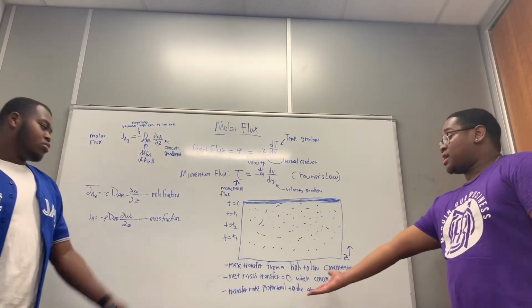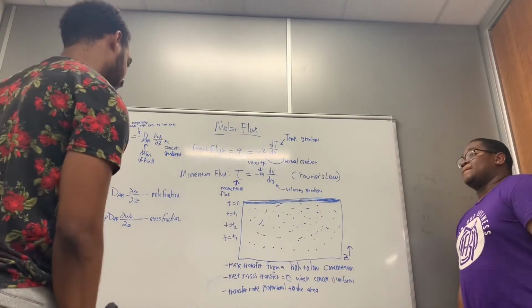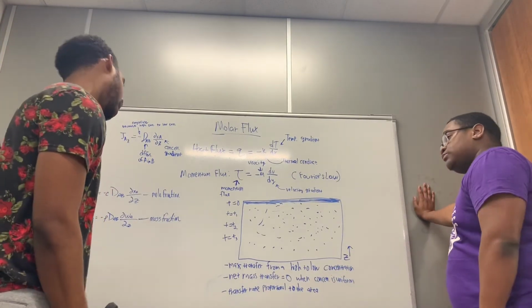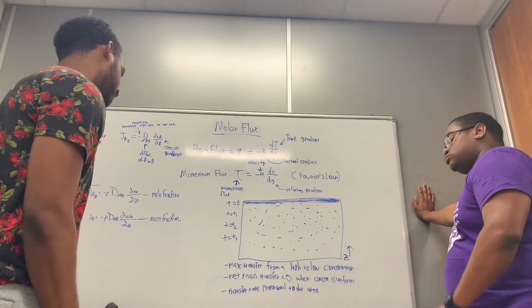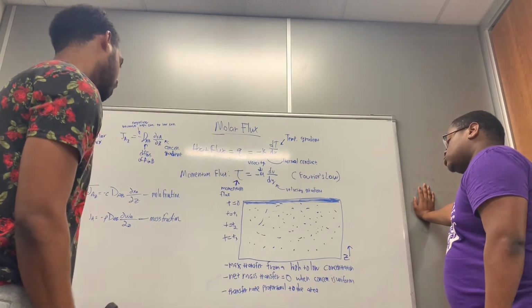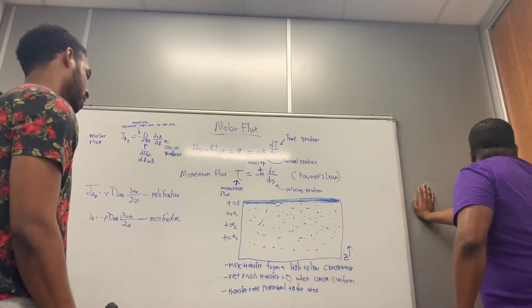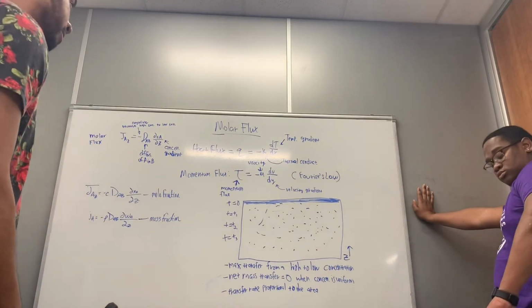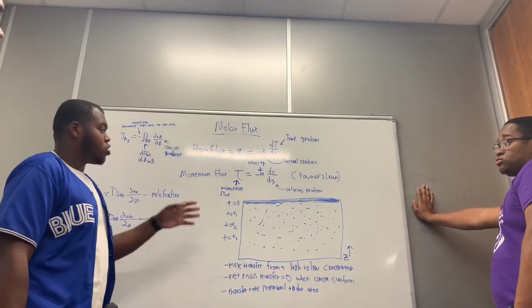Okay, so we have mass transfer from a high to a low concentration. Net mass transfer equals 0 when the concentration is uniform, and the transfer rate is proportional to the area. And that is all connected to this chart.